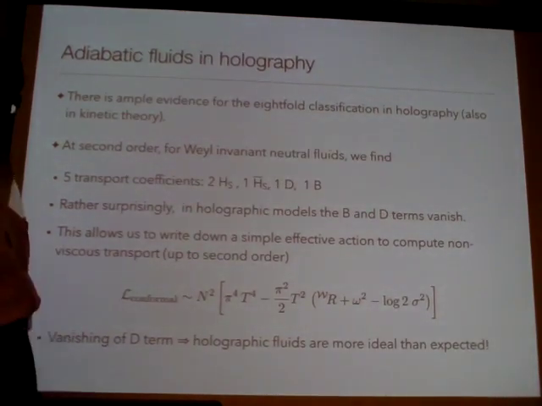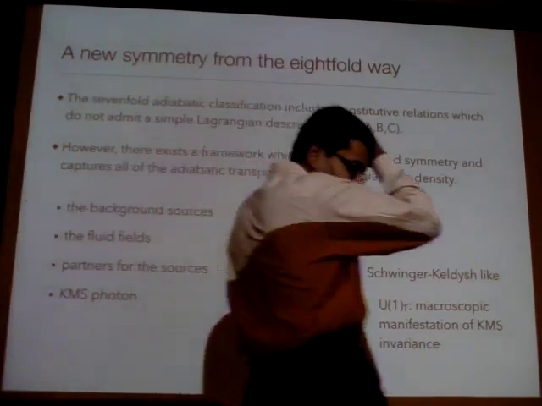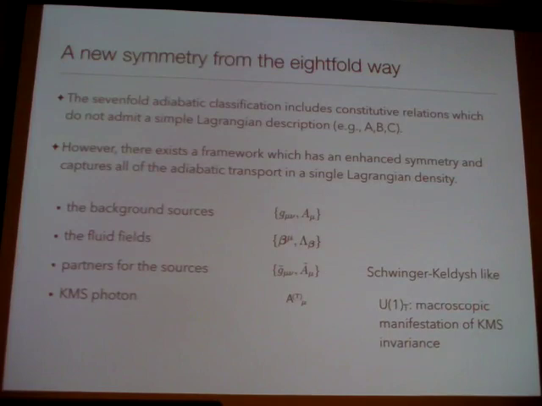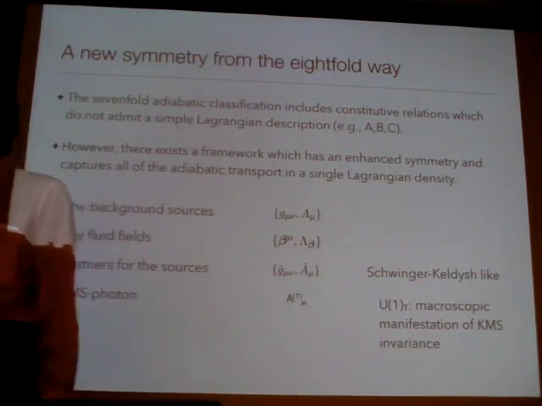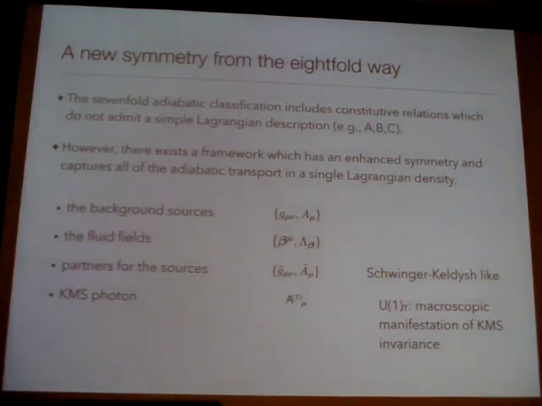And we sort of saw evidence for this from holography. But when we started constructing effective actions for this adiabatic part of transport, we saw something really fun. We saw that you can't do this for a vast majority of these eightfold classes, in fact, anything other than two classes of this eightfold classification, without doubling the number of degrees of freedom, without actually using the fact that you're in a density matrix.